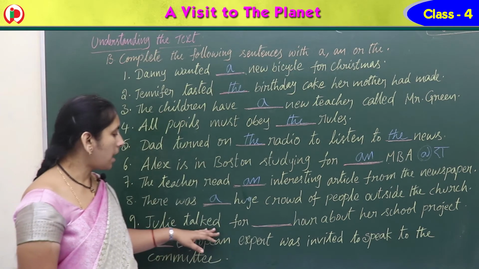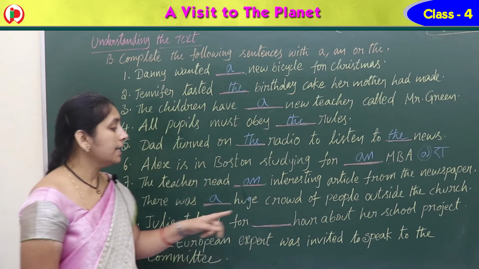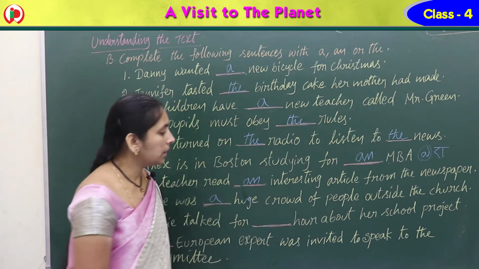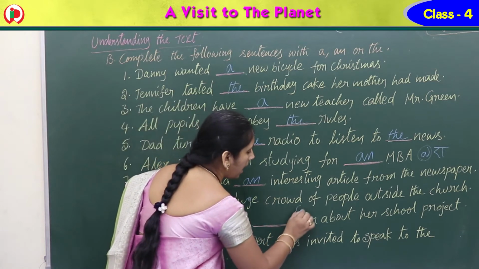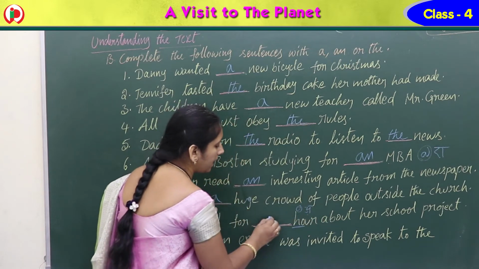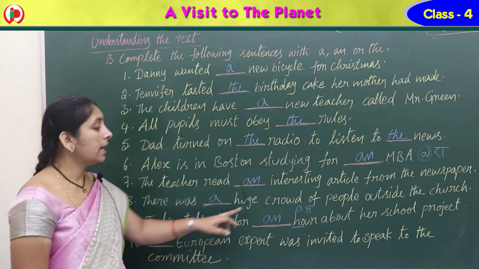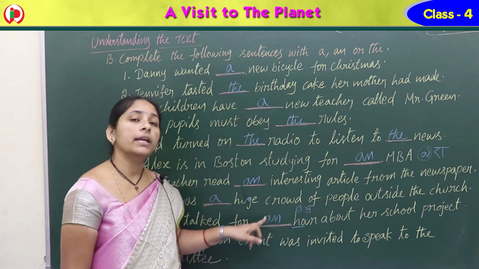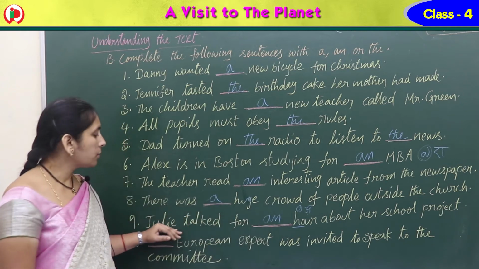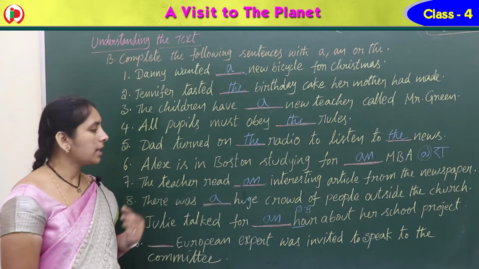Now, Julie talked for dash hour about her school project. So, hour. Here, H is there. But is it "hour" with an H sound or "our"? It is giving an A sound. So then we should write it. This is a vowel sound, so we should write an hour. If it is a consonant sound, we should write a. Here, H is a consonant, but it is giving a vowel sound. That's why an hour. Got it? Yes. So, Julie talked for an hour about her school project.